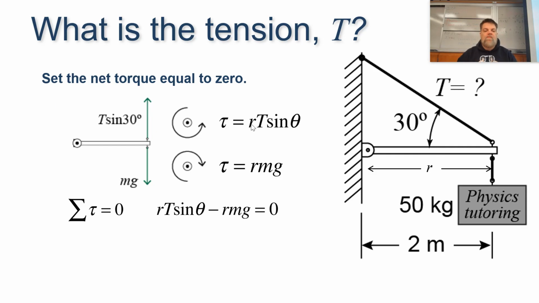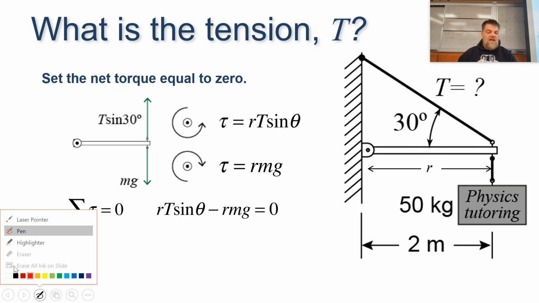Okay. And then we have another force that's going down. Well, that creates a torque that spins clockwise. And it's the radius times the force, but the force is the weight of the sign, which is the mass times the acceleration due to gravity. We want the net torque to equal 0. So this is a positive torque, and the other one would be negative, right? So let me just kind of highlight that.